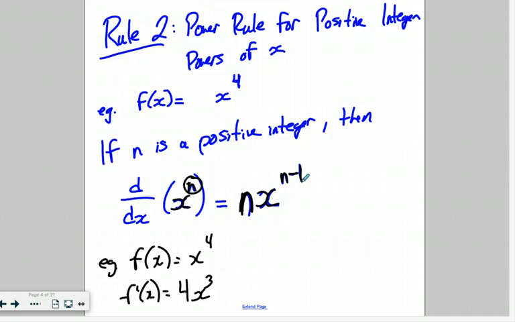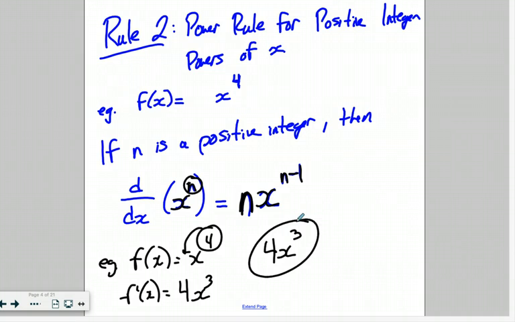A small example: if f of x is equal to x to the power of 4, our derivative is going to be 4x cubed. The exponent of 4 comes down and becomes the coefficient of the term, and the exponent gets dropped by 1, so 4 minus 1 is now 3. That's our derivative function. The proof of this involves using the binomial theorem, where you have to expand everything out depending on what the value of n is.